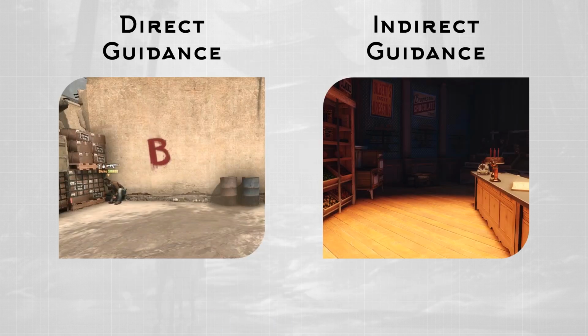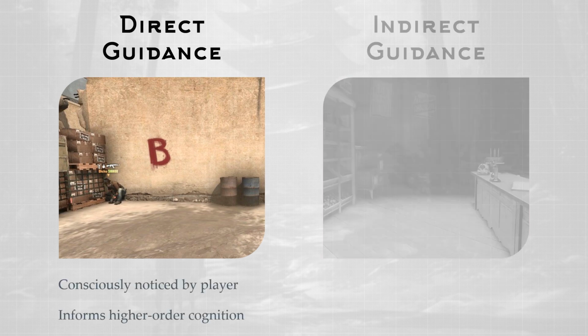We can also think of the categories of direct and indirect guidance. Direct guidance consists of elements that the player consciously notices. For example, think of the graffiti in Counter-Strike that tells you whether you're approaching A, B, or C. And when the player consciously notices these elements, it can then inform cognitive processes like decision making.